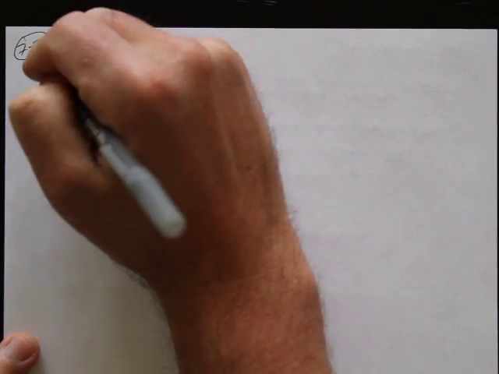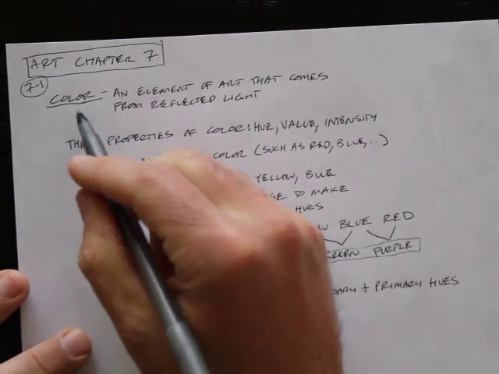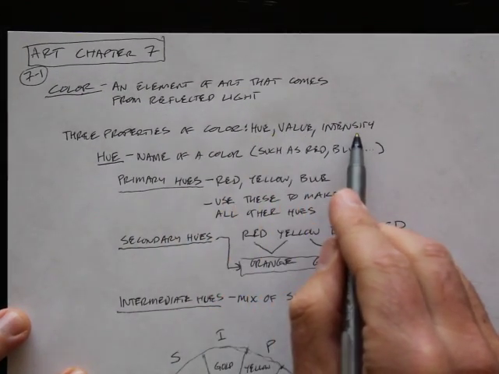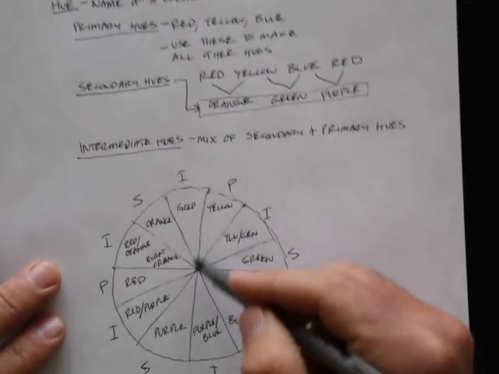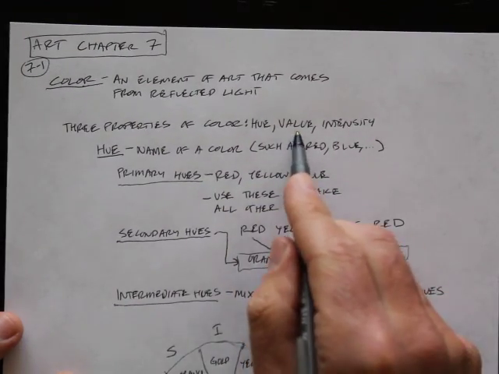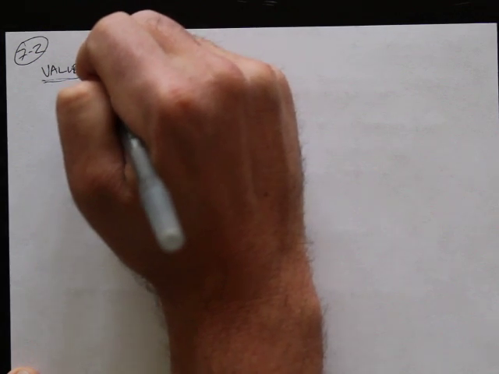All right, Art 1, 7-2 is what we're going to look at today, the second part of Chapter 7 notes. And we are going to talk about value. So if you remember from 7-1, we were looking at color. The three properties of color are hue, value, and intensity. We looked at hue last time here, and we did this color wheel. And now we're going to look at value. So value refers to the darkness or lightness.